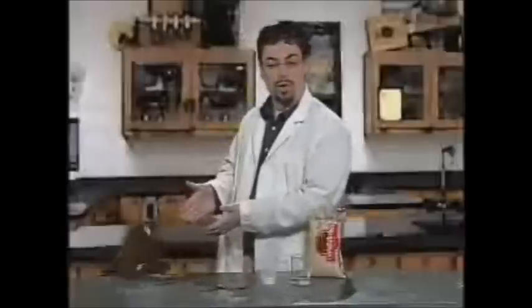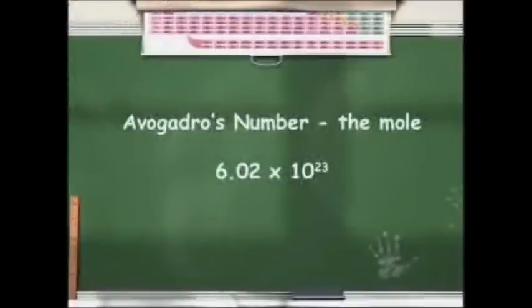Chemists have come up with a number that is used to help with the counting of very tiny atoms. It is the mole. A mole is simply a number, a very large number. Sometimes this number is called Avogadro's number in honor of Amedeo Avogadro, who was the first to propose the concept of the mole. A mole is equal to 6.02 times 10 to the 23rd power. Just like a dozen is always equal to 12, a mole is always equal to 6.02 times 10 to the 23rd power.